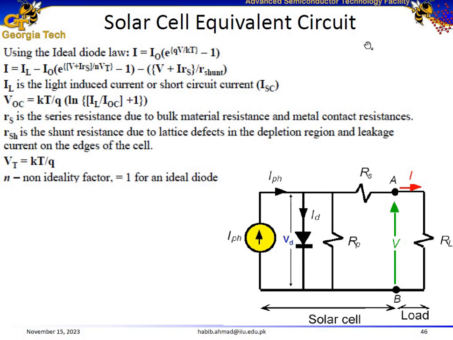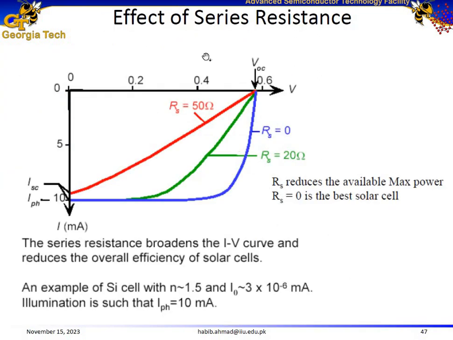Here is the solar cell equivalent circuit. We know that in a solar cell we have photocurrent flowing in one direction, and then we have diode current flowing in the other direction, and then we have the parallel or shunt resistance and the series resistance. The voltage that appears across this configuration is the diode voltage minus I times Rs. And the net current is the difference between the diode current and the photocurrent.